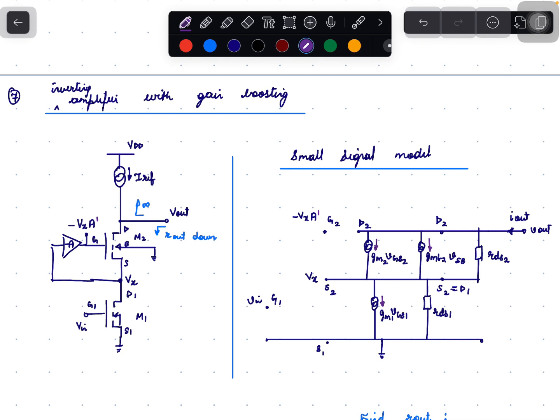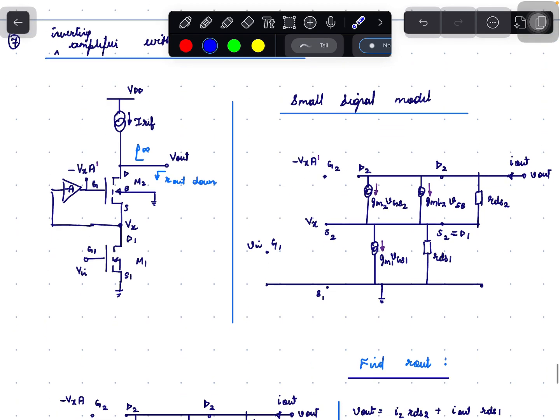Then this node D2 is connected to a constant current source. For small signal analysis, we make the constant current source open, since R out of it is infinity. So this is the small signal model. We want to find the R out of this circuit. R out is equal to V out by I out, given Vin equals 0.